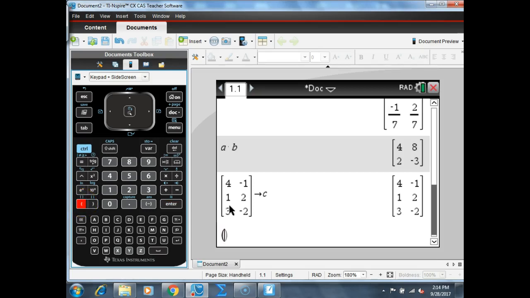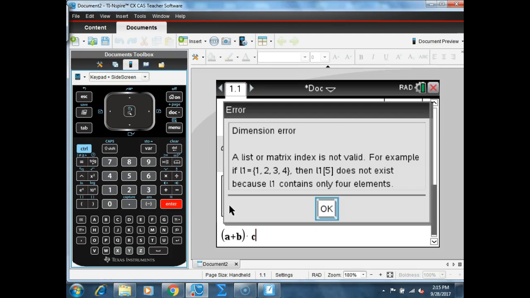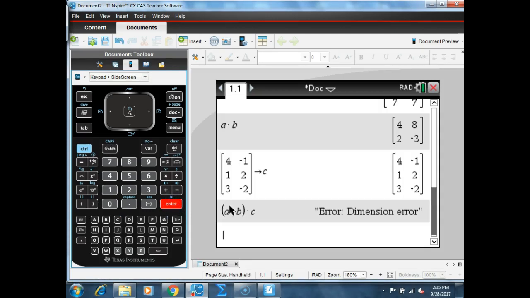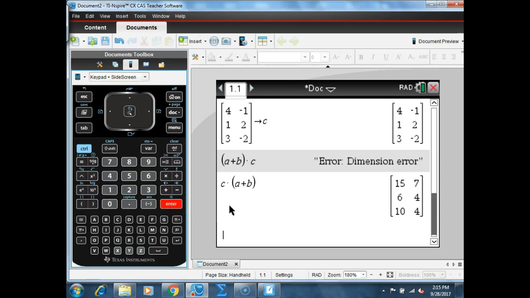So for instance, if I wanted to add matrix A to matrix B and then multiply that by matrix C, so I have a 2 by 2 matrix, matrix AB, and a 3 by 2 matrix C, that shouldn't work, and in fact it tells me that it doesn't work. However, if I wanted to go matrix C times matrix A plus matrix B. Longhand, I'd have to calculate matrix A plus matrix B, then do all the multiplication. It does it for me right away.